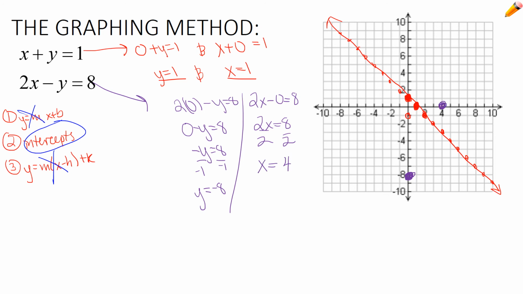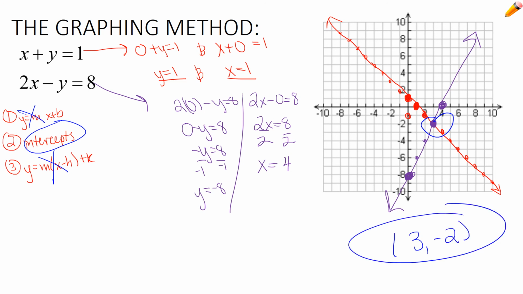So if I go up 8 and to the right 4, my slope is essentially 2. So if I go up 2 to the right 1, up 2 to the right 1, up 2 to the right 1, this is where my two lines are intersecting. They're intersecting at this point, and that point is 3, negative 2.